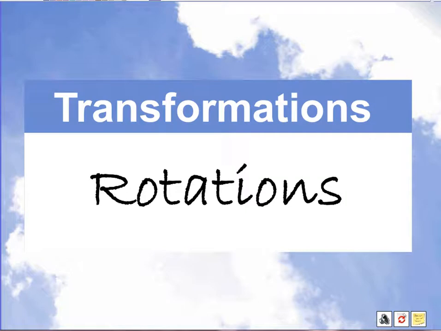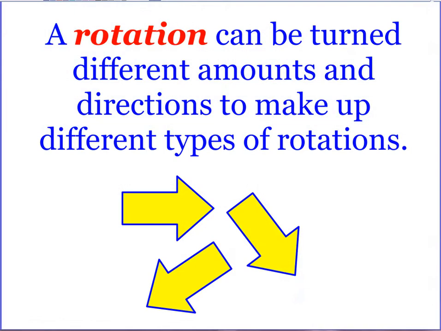Okay, let's talk about our third and final type of transformation this term called a rotation. And sometimes you'll hear rotations referred to as turns. And that's exactly what happens in a rotation: we're taking some sort of object and we're turning it this time. A rotation is always around a specific point, and we can turn the object by varying amounts or different number of degrees, right? And even different directions, whether it be clockwise or counterclockwise, to make up different types of rotations.